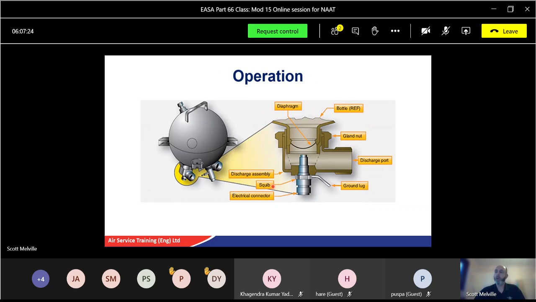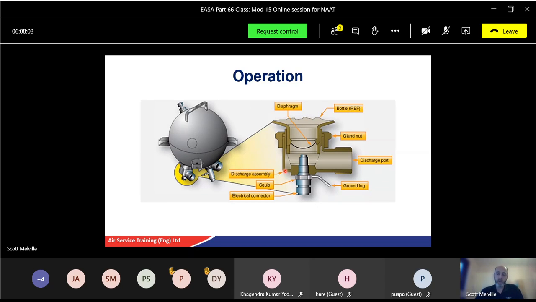So operation: basically you've got a fire extinguisher, not like the normal ones you find in the corridors and your houses and that sort of thing, but it will have an extinguisher of some variety. What's going to be inside is your diaphragm, your bottle, depending on the type it is, a discharge port, a ground lug, squib, electrical connector, and a discharge assembly, a sort of basic one. Normally stored under pressure as well. To use that extinguisher, you can't just open it and have it fall out. It needs to be under pressure. So again, when you're handling these extinguishers, take care, don't drop them, they will go off.